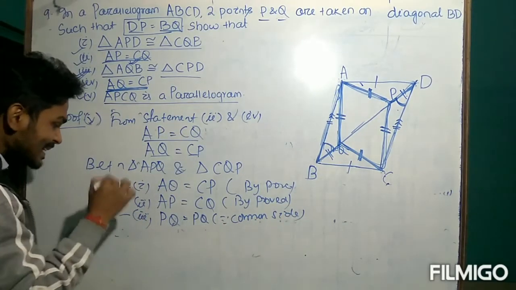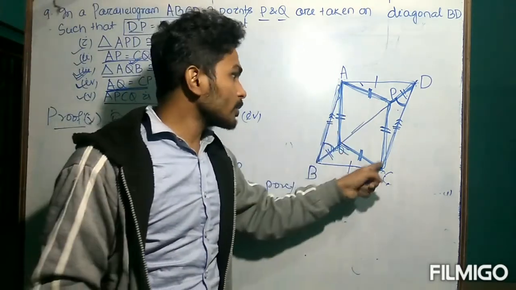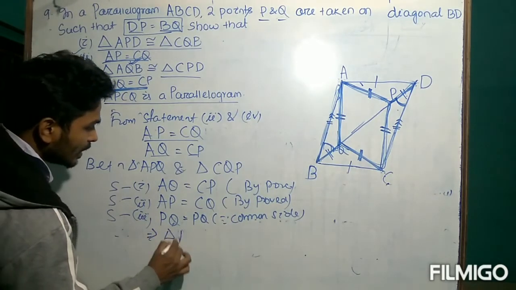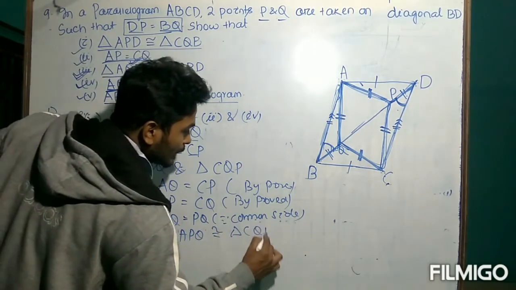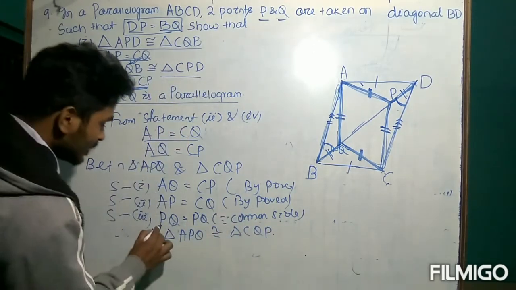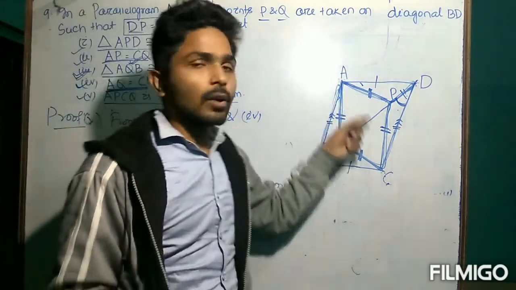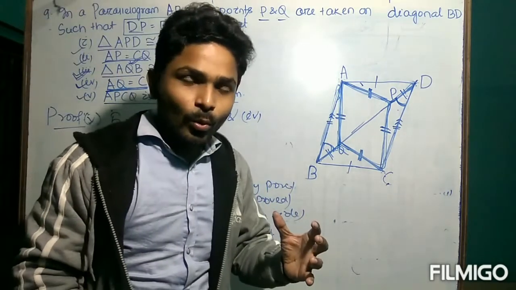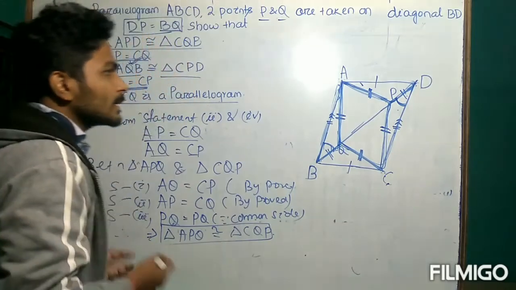So by SSS congruency, now the triangle APQ is congruent to the triangle CPQ, or CQP. So now you can write the triangle APQ is congruent to the triangle CQP. Okay, do you understand this? So now we have proved that these two triangles are congruent. If any two triangles are congruent, we know that their corresponding angles, corresponding sides must be equal, right?